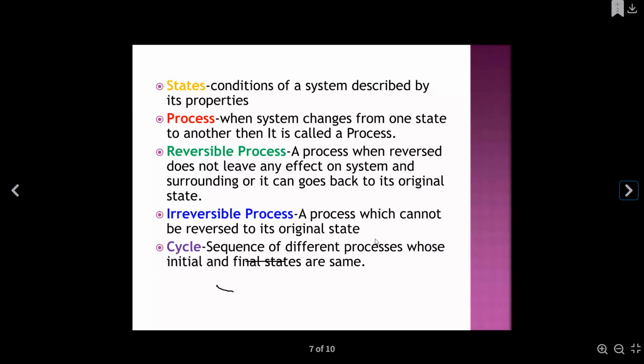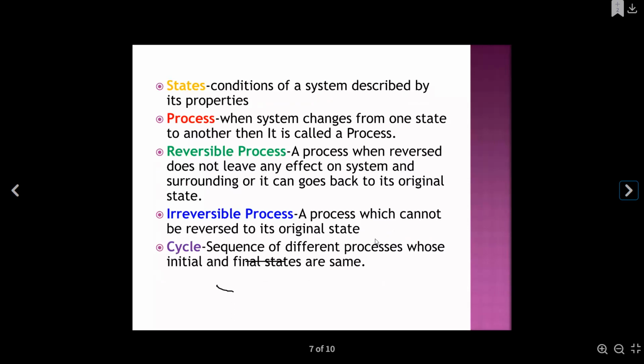Then the next thing is the states. The conditions of a system describe its properties. Of course, in the system we can have different substances present, and they can be in different states. They can be in a solid state, a liquid state, or a gaseous state.